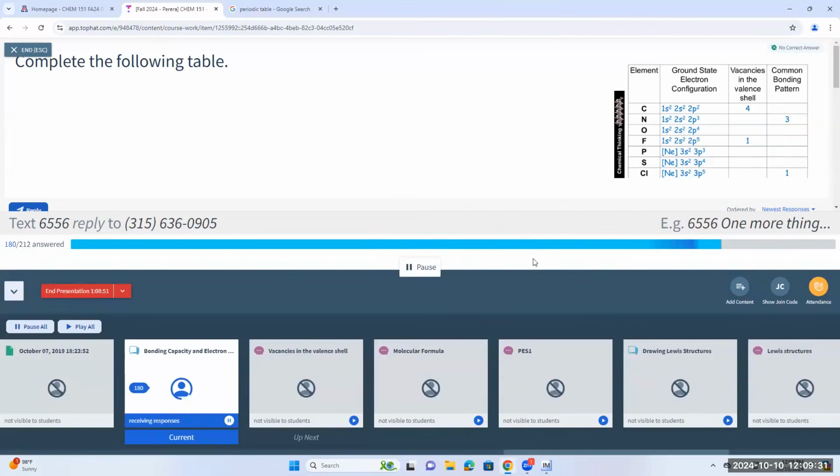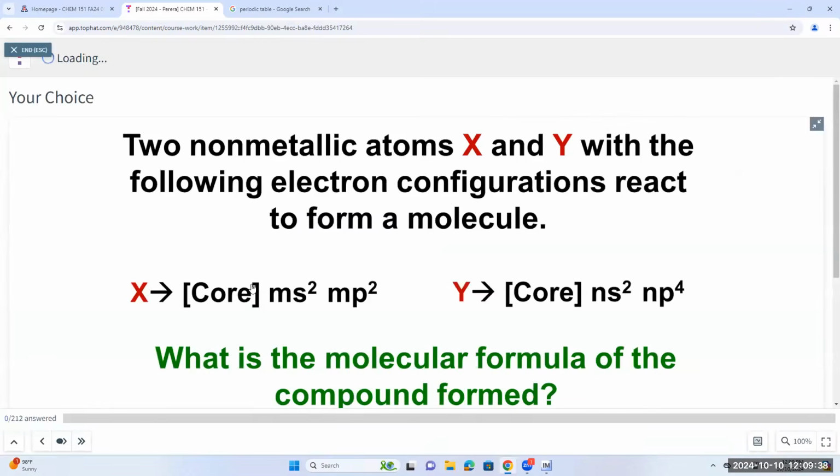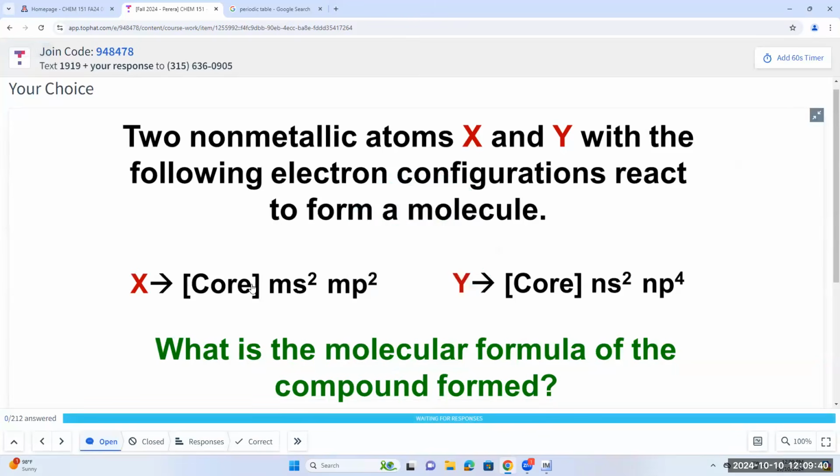All right. Now with that, we know all that. Let's do this. We have X atom and we have Y atom. Two hypothetical atoms with these electron configurations. You are only shown the valence shell electron configuration, because that's what matters to the chemist.